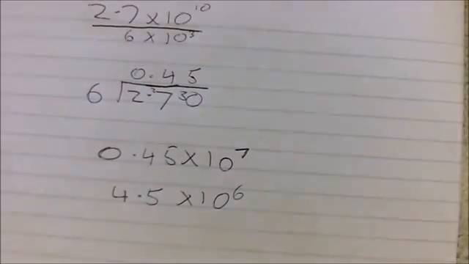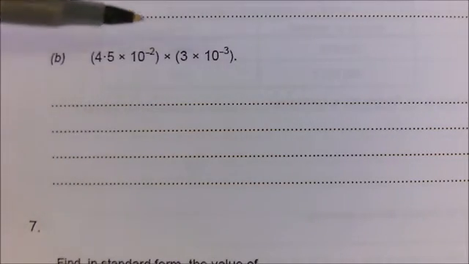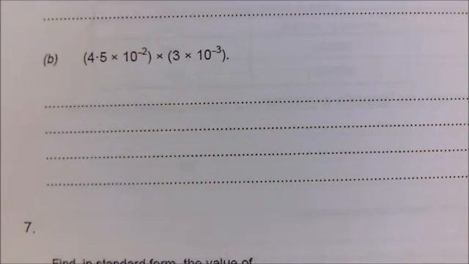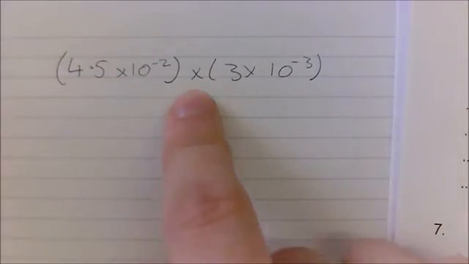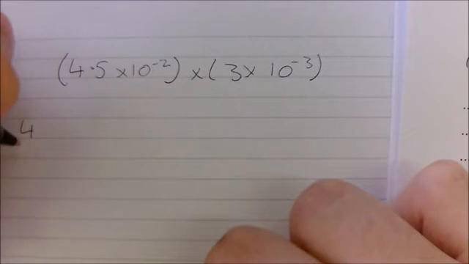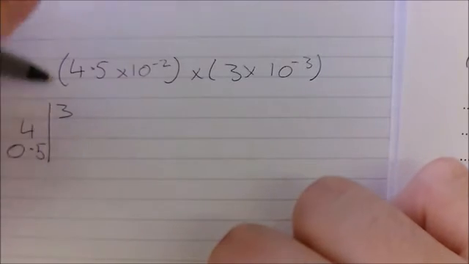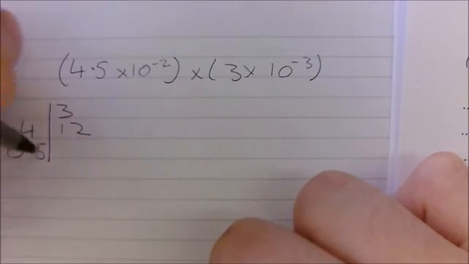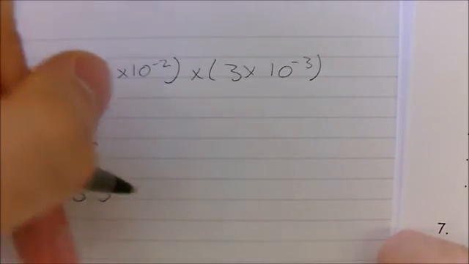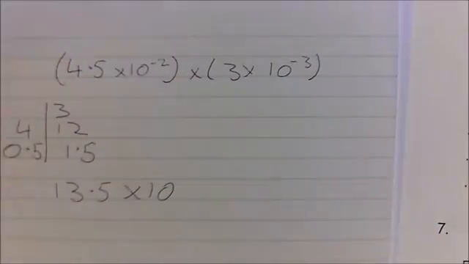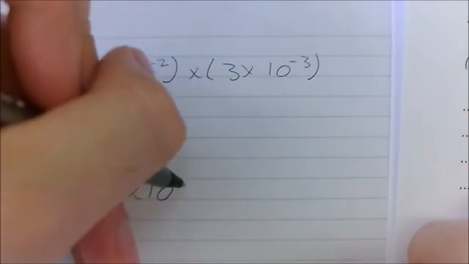So question B is 4.5 times 10 to the power of minus 2 times by 3 times 10 to the power of minus 3. And the way we do this is we multiply the base numbers and then add the indices because we're multiplying. So 4.5 times 3, I would do this the grid method way, just to be sure. 3 times 4 is 12, half of 3 is 1.5, added together is 13.5. Times 10 to the power of, and then we add the indices. Minus 2 plus minus 3 is actually minus 2 minus 3, which is minus 5.